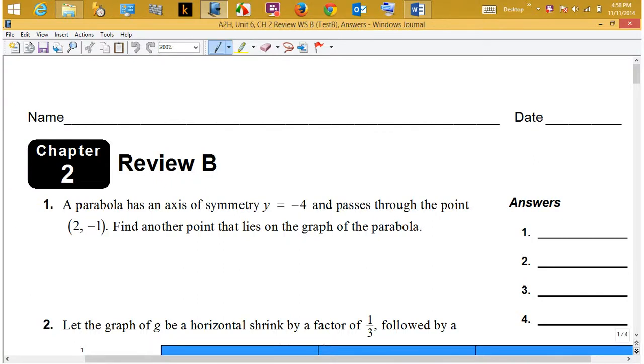I'm going to work out your practice test or a review for the test. This would be over Unit 6, Chapter 2 in the Big Ideas book.